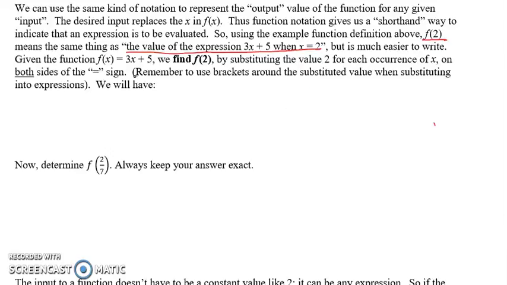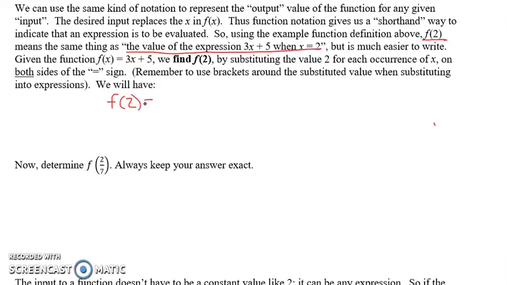given that the function is f of x equals 3x plus 5, we find f of 2 by simply substituting the value 2 for each occurrence of x on both sides of the equal sign. Remember to use brackets around the substituted value when substituting into expressions. We will have the following.